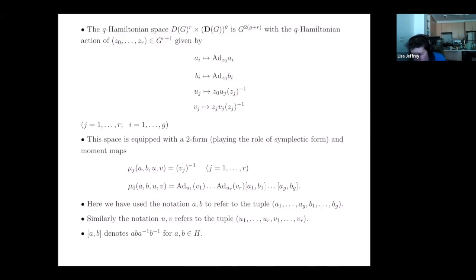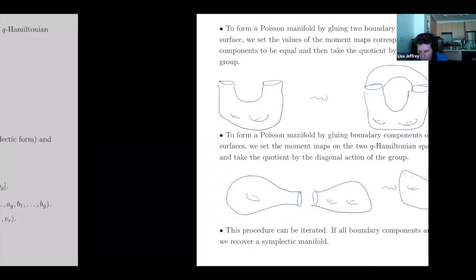So this is what they look like at these values. Introduce the notation bracket to represent commutator, so A, B, A inverse, B inverse. This is for a group, yeah, it should be for group H or G.